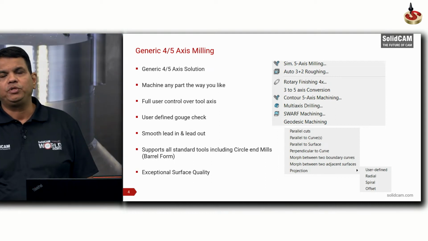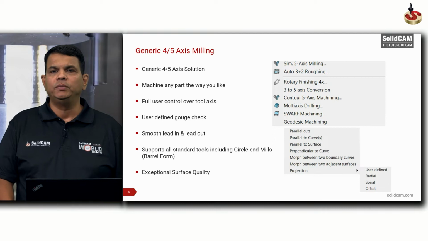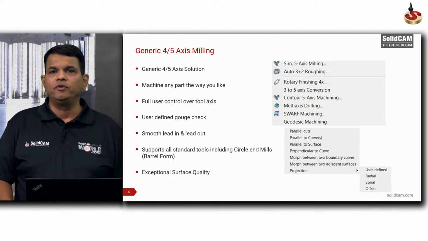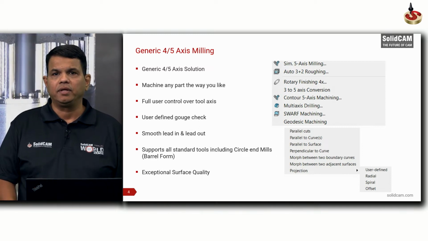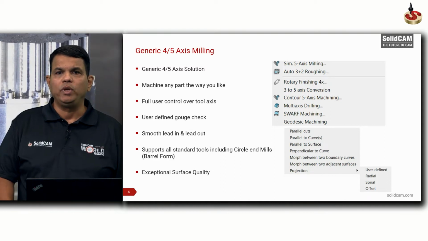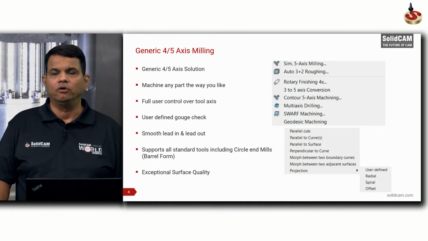We get exceptional surface quality in this because we machine the NURBS surfaces as they are without creating any intermediate mesh or any other thing. We directly machine the surface. So we get exceptional surface quality. We can reproduce the surface as they are on the part.